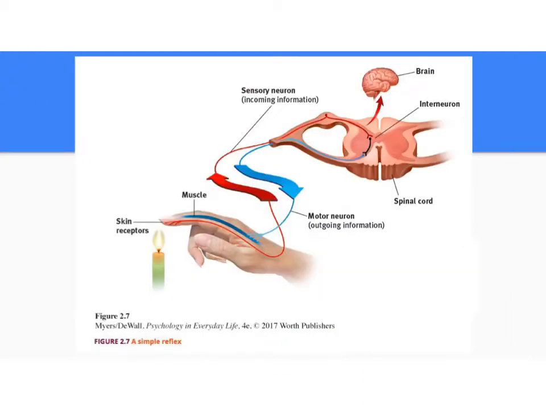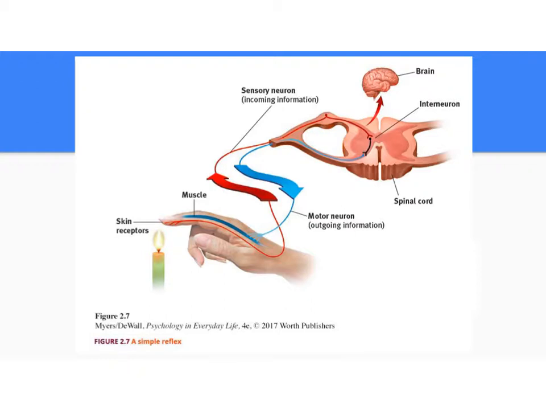When someone touches something hot or receives a painful stimulus, the information is first picked up in the somatic nervous system, so the sensory neurons. That sensory information, this red arrow, is sent to the spinal cord, and within the spinal cord, it synapses with an interneuron, and then immediately makes a synapse on a motor neuron.